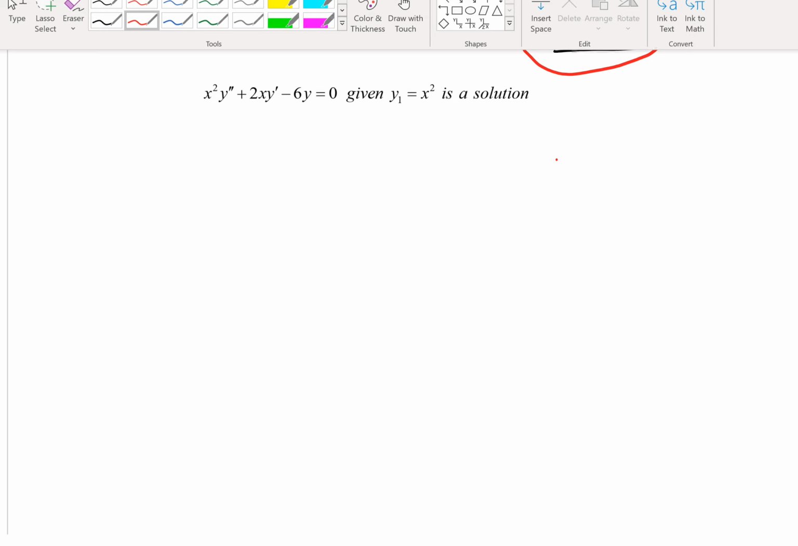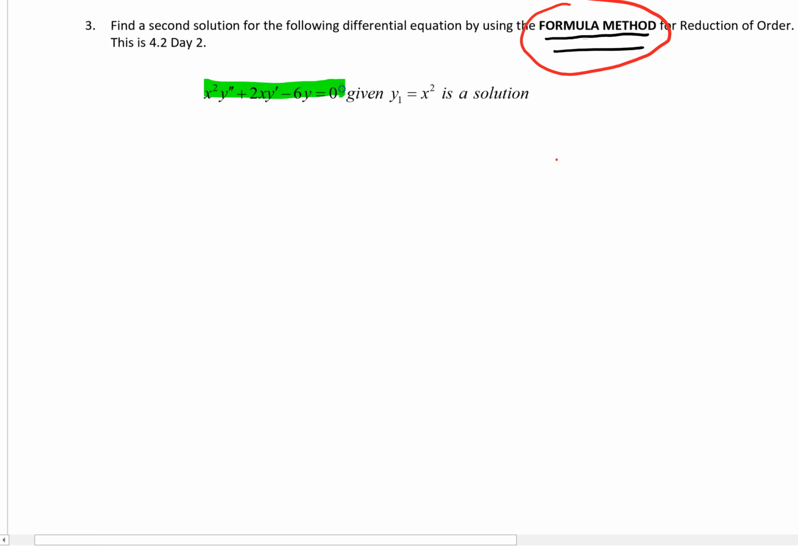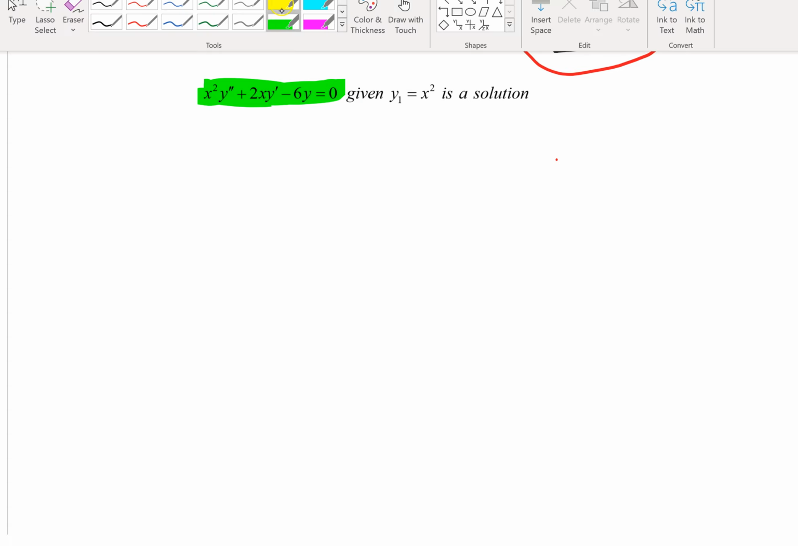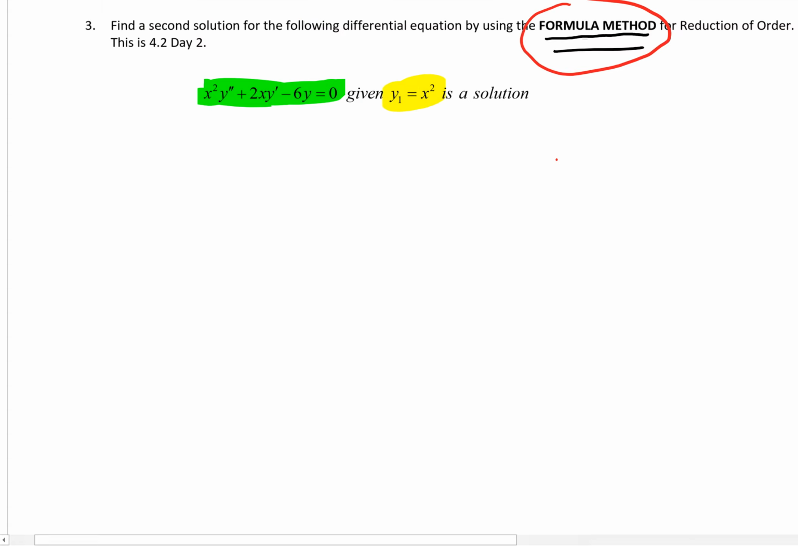So just real quickly, stating the obvious, you will be given a differential equation. You're going to be given a solution nicely. But you can think, well, how in the world can I get that second solution? Well, this is what you need to know. y sub 2 is equal to your first solution, y sub 1, times this big integral here.